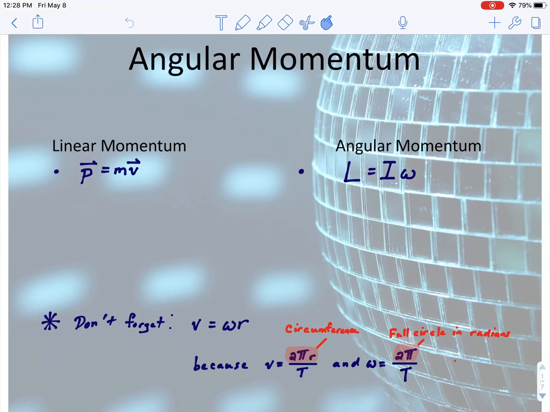Our final set of videos is going to deal with the concept of angular momentum and, more importantly, the law of conservation of angular momentum. If you recall, when we did linear momentum, we had a formula that said momentum could be calculated by taking the mass of an object and multiplying by its linear velocity.